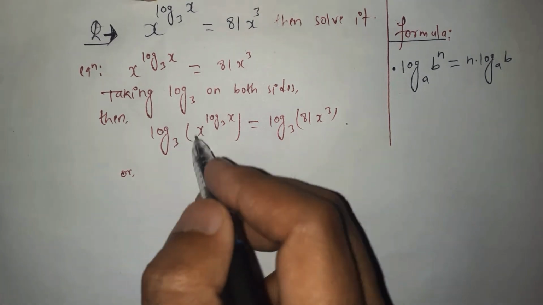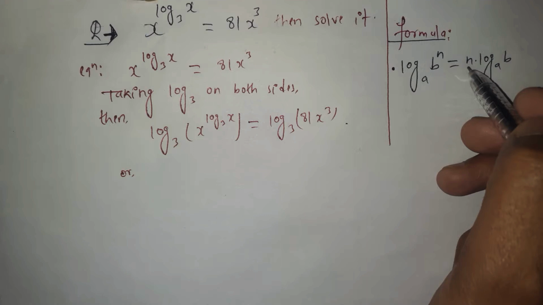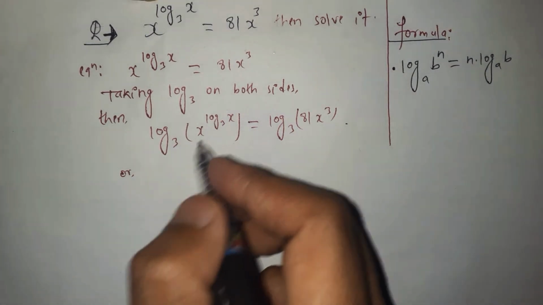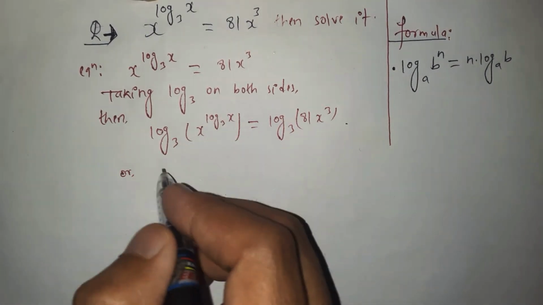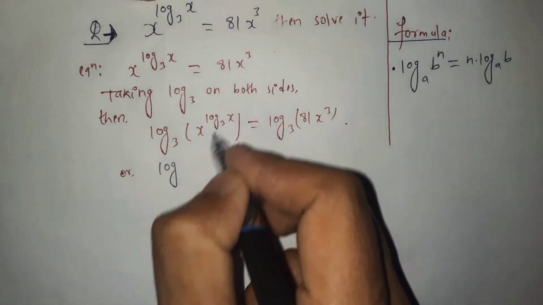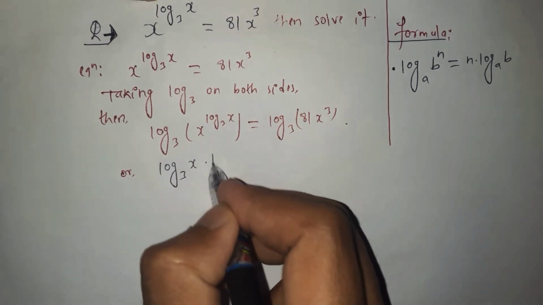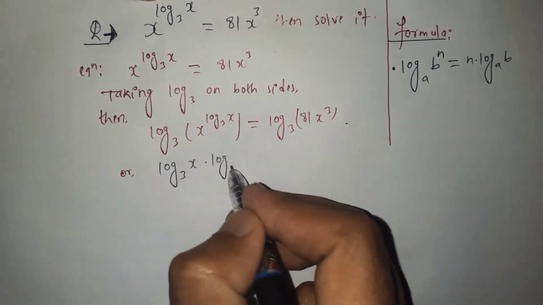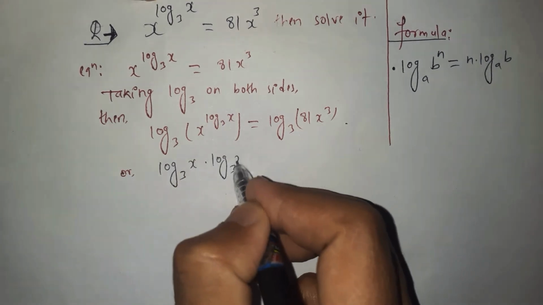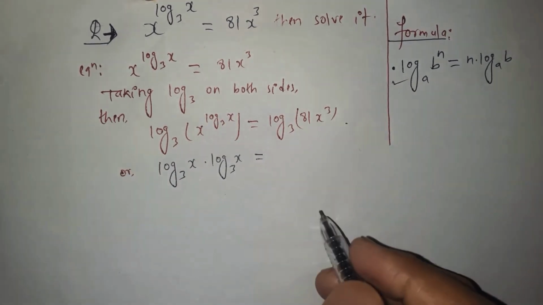Here is the same case. We can drop this power of the argument in the front of the logarithm. Then after dropping this power on the front, our equation becomes log with base 3 of x times log with base 3 of x. Here we just use this formula on the left hand side of these equations.